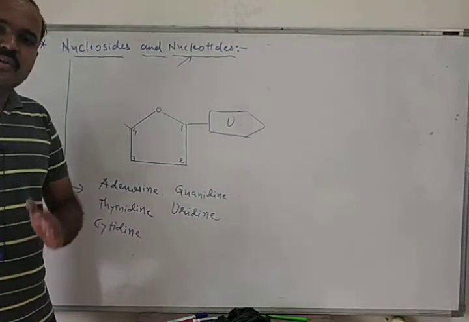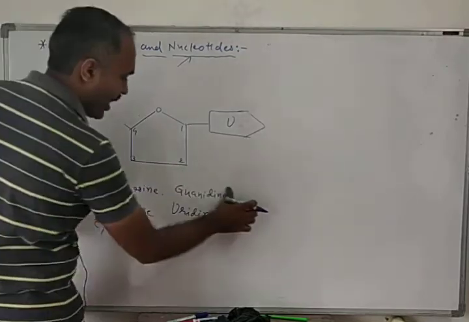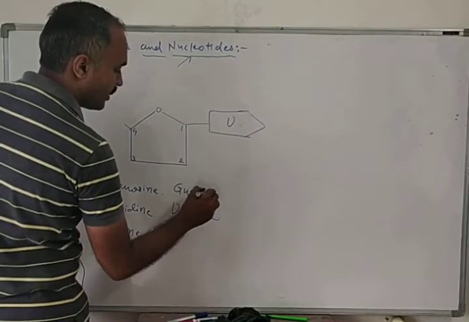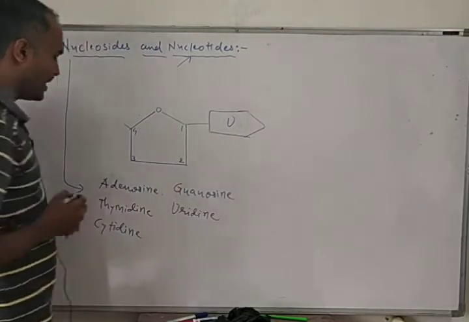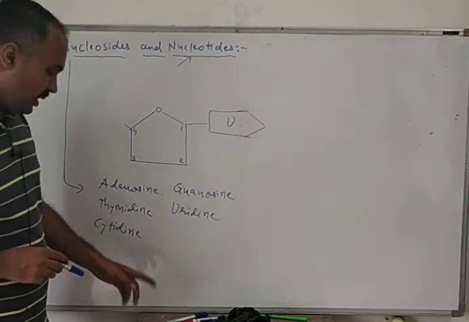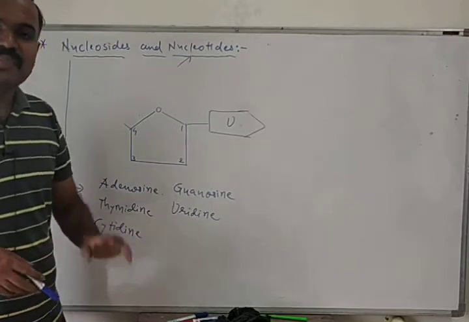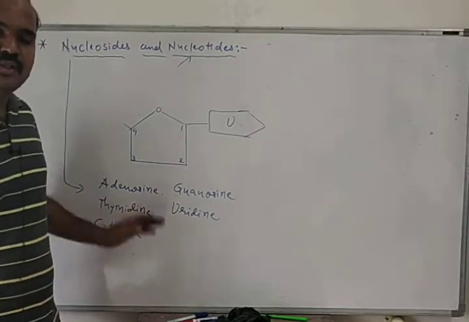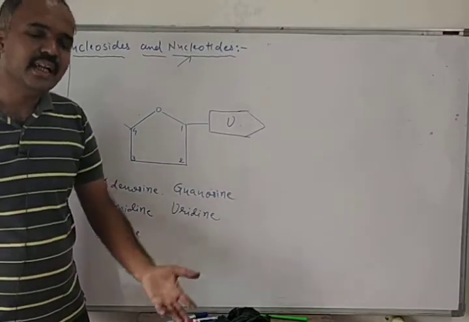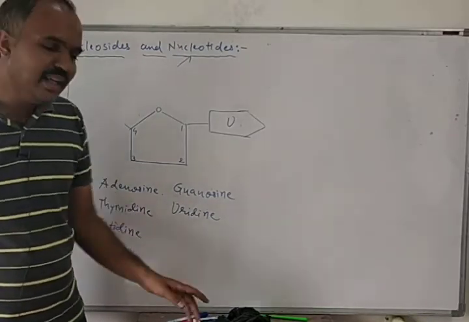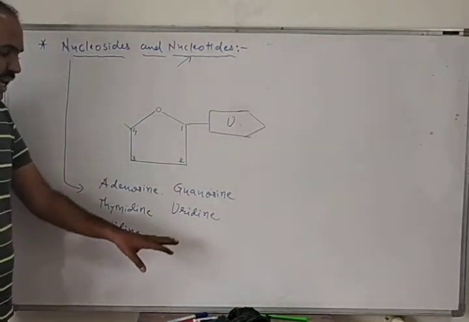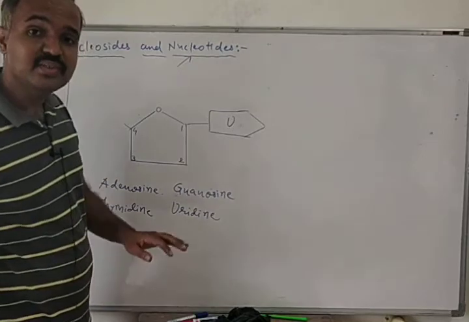Sorry, guanidine, guanosine. Sorry for this. Guanosine, not guanidine. So adenosine, guanosine, thymidine, cytidine, uridine. These are examples of nucleoside. Please make the correction over here. Initially by mistake I said guanidine, not guanidine, guanosine. So adenosine, thymidine, cytidine, guanosine and uridine. These are known as nucleosides.